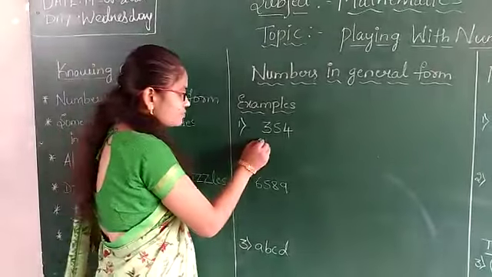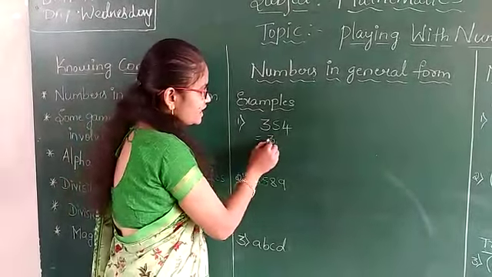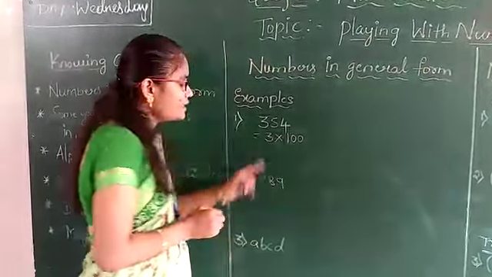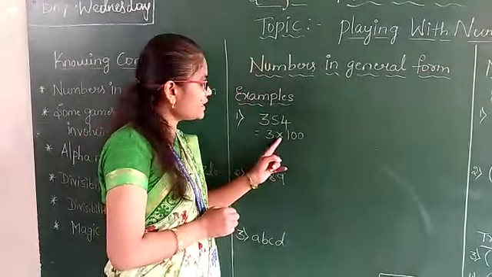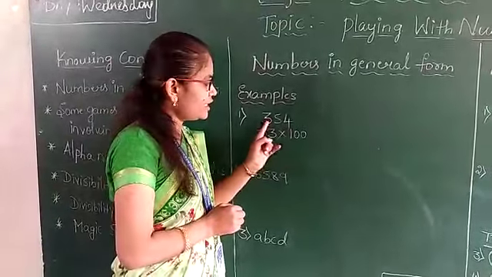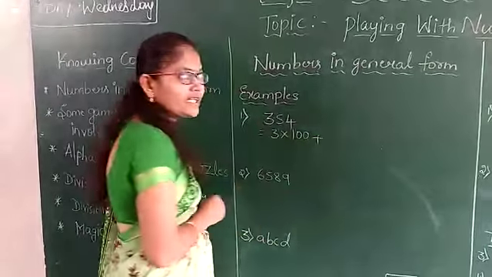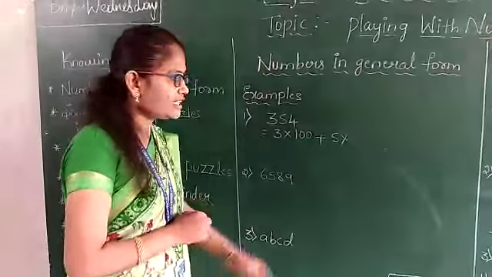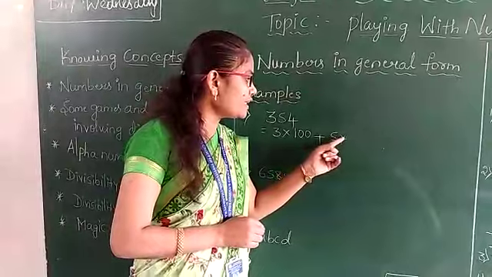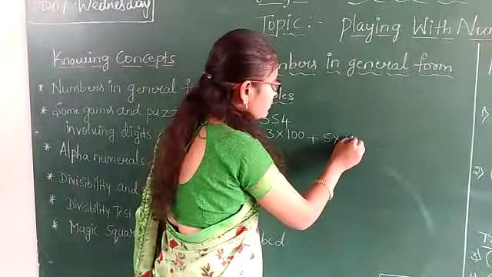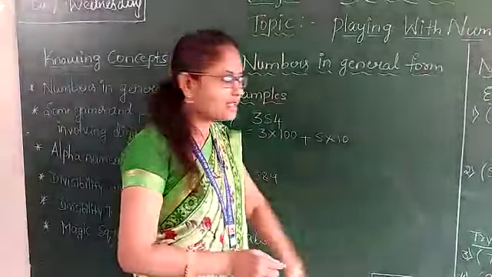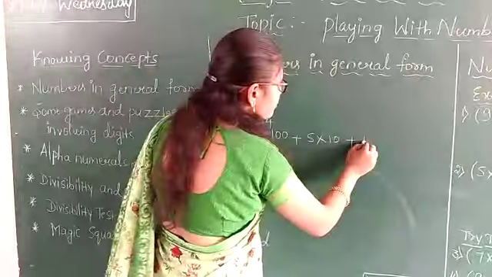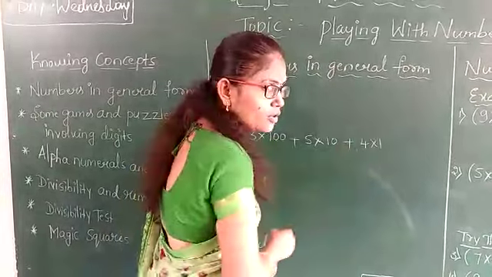First, 3 is in which place? 3 is in hundreds place, so we have to write 3 into 100. It indicates that 3 is in hundreds place. Next, 5 is in which place? 5 is in tens place, so we are going to write 5 into 10. It indicates that 5 is in tens place. Further, 4 is in which place? 4 is in ones place, so we are going to write 4 into 1.